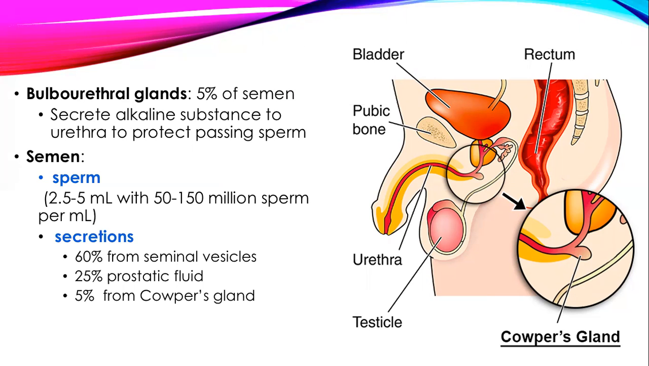The semen contains sperm and secretions. A volume of about 2.5 ml is a normal amount of ejaculated semen. There are about 50 to 150 million sperm cells per ml of semen. The secretion mostly comes from the seminal vesicles. However, the prostate gland and the Cowper's gland contribute to the secretions as well.